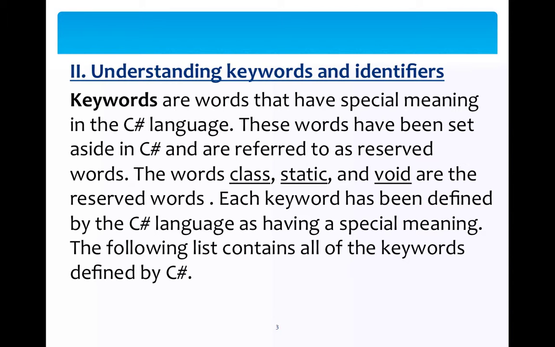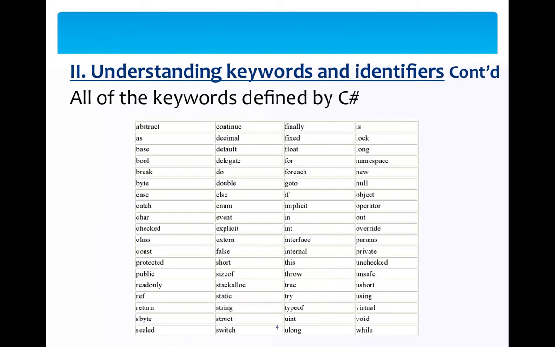The following list contains all of the keywords defined by C#, such as abstract, as, base, bool, break, by, case. So this list shows all the keywords in C#.